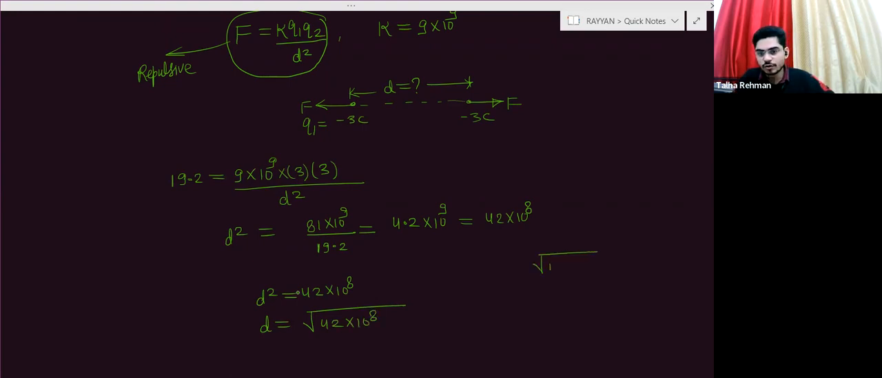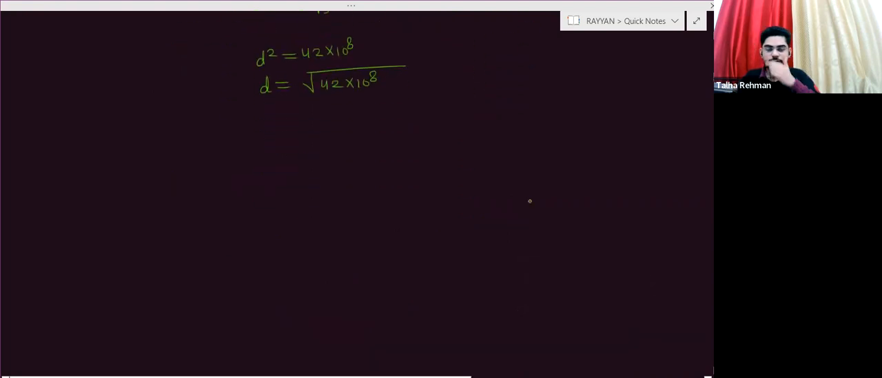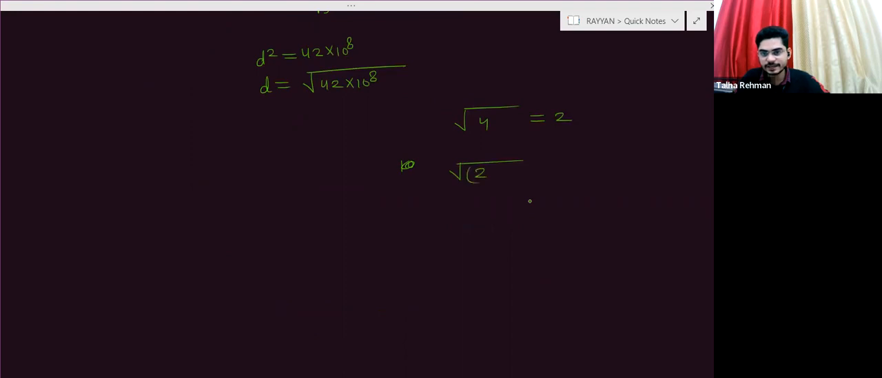So what is the root of 10 to the power 8? Can I use a calculator? No, there is no need here. But when you calculate the root of 42, then it will be required. See how to do this simple calculation. Do you know what is the root of 4? Yes, 2. Why is it 2? Because I can write this as 2 square.